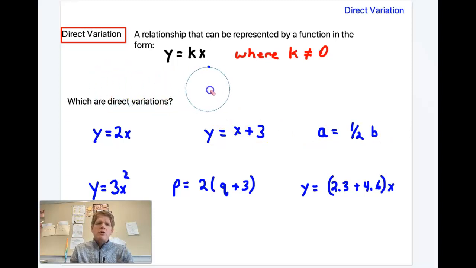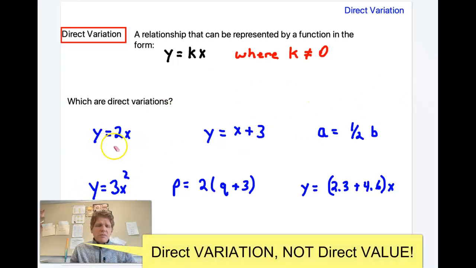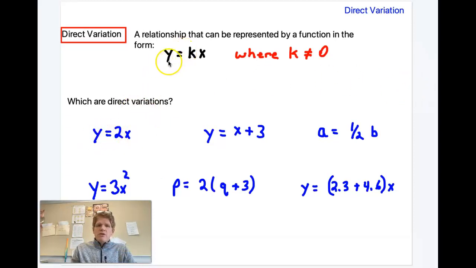All right, so let's quickly learn how to identify our direct variation equations. So here we have some equations. Let's see if they are direct variation equations. Is this one? Well, does it match the form y equals kx? We have a y, we have a k, and we have an x. That is indeed a direct variation equation.